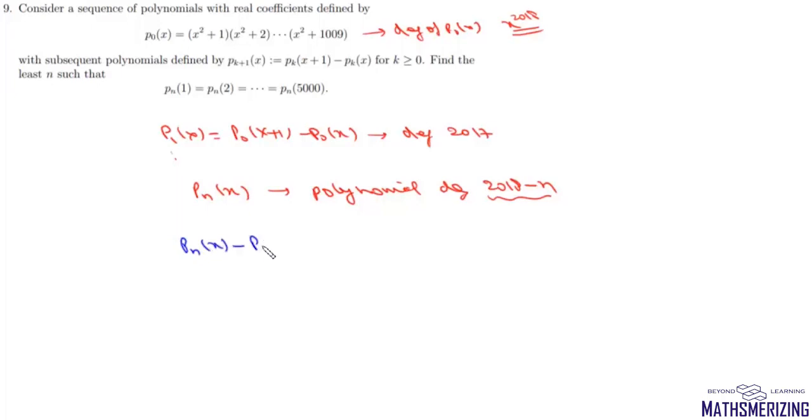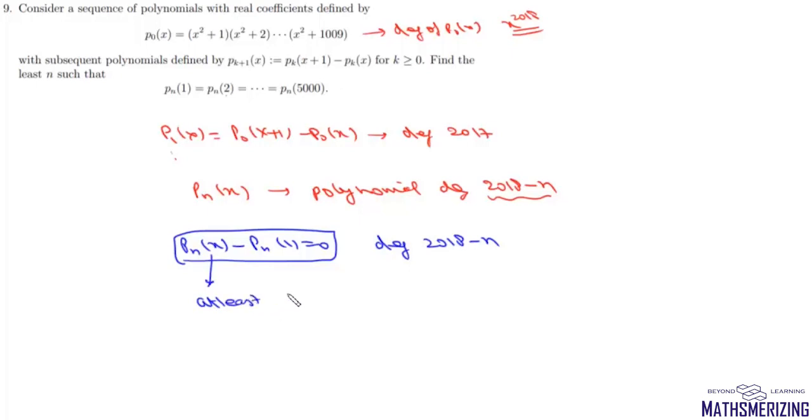Now consider an equation which is pn(x) minus pn(1) equals 0. Now the degree of this equation will again be 2018 minus n. Now in the question it says p1 equals p2 equals p5000. So that means this equation will have at least 5000 real roots.